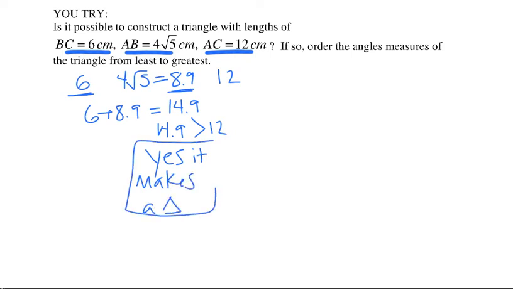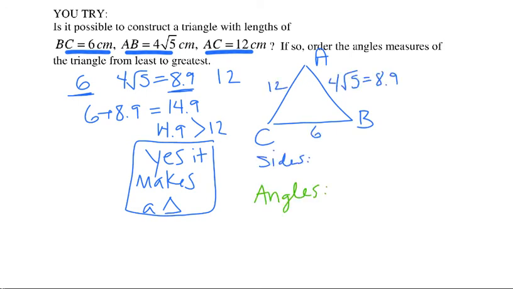So next, if we draw a triangle with our measurements in there, since we know it makes a triangle, then that will help us answer this last question. So one thing I had said before is if we list out the sides from least to greatest, then we can pair up the angles that go with them. So the smallest side is my side with the 6, so my CB. My largest side would be my 12, so my AC. So the angle that goes with CB is my angle A.